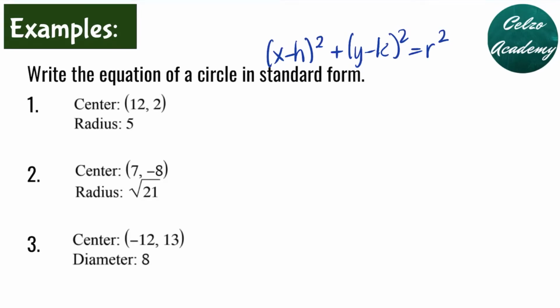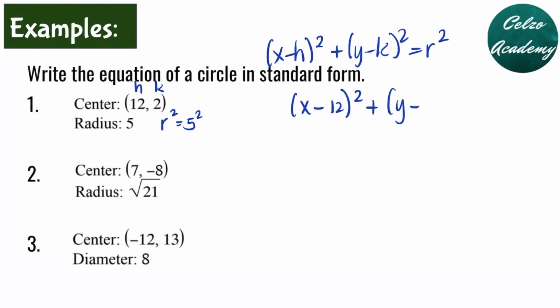So for question number 1, the center (12, 2) indicates that our h is positive 12 and k is 2. Also, since radius is 5, this means that r squared is 5 squared, and that is 25. So the answer for question number 1 is (x minus our h, which is 12) squared, plus (y minus k, which is 2) squared, is equal to r squared, and r squared is 5 squared, or that is 25. So this is the standard form of question number 1.